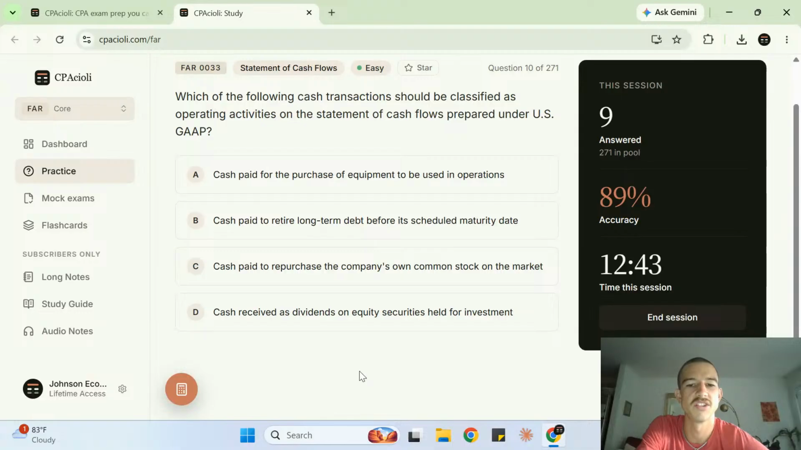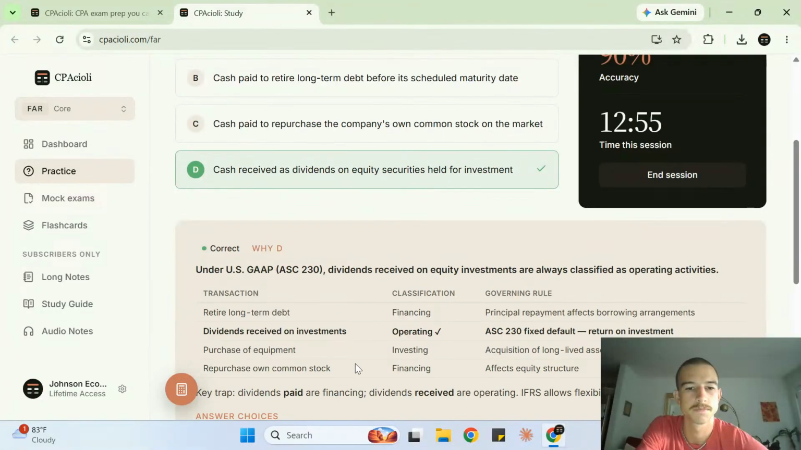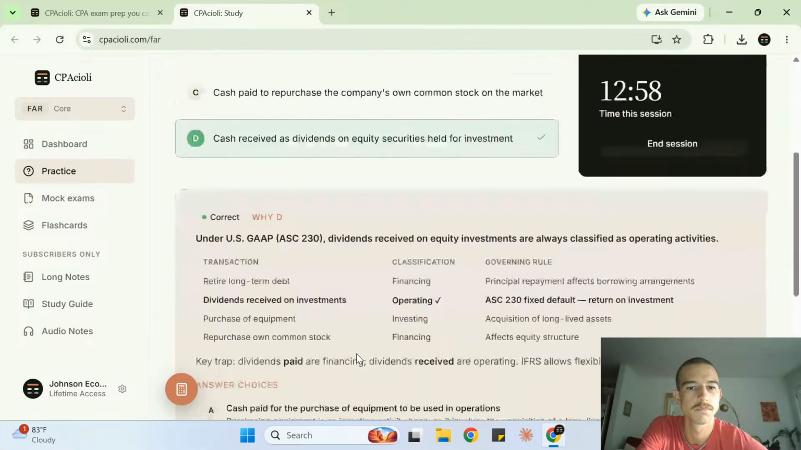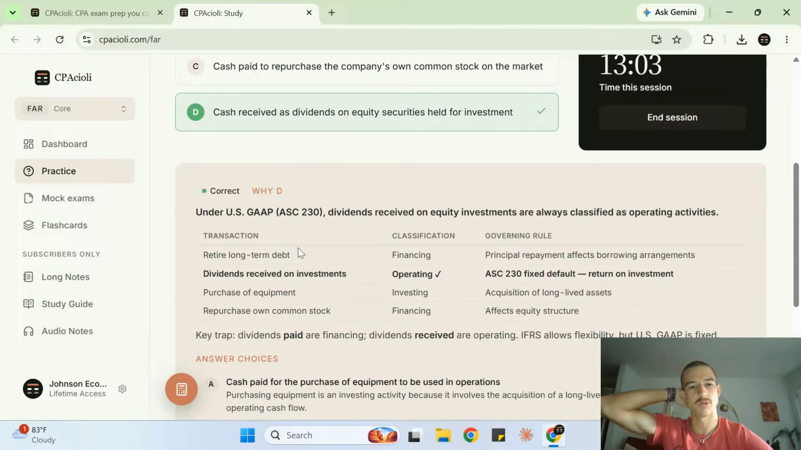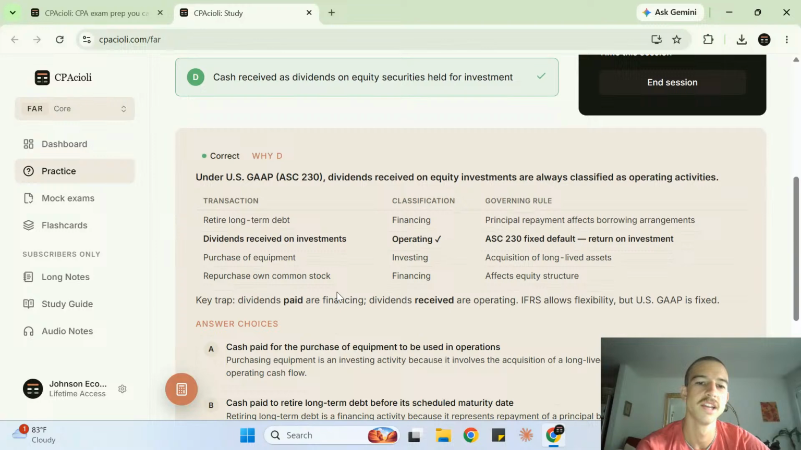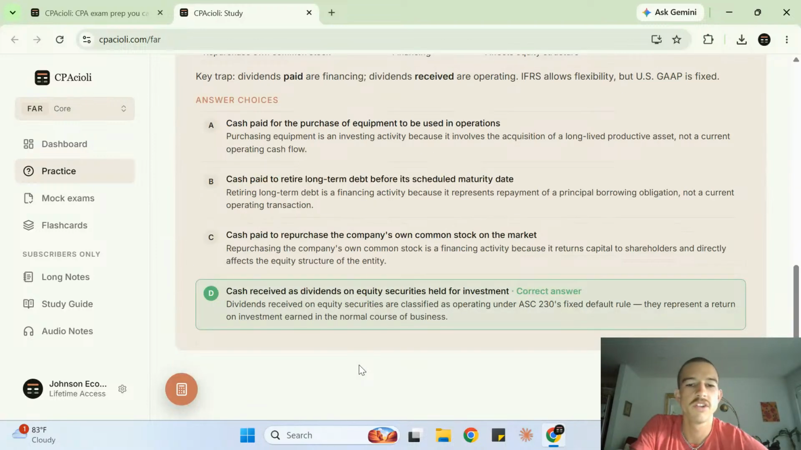Cash received as dividends on equity securities held for investment should be operating. So purchase of equipment is investing, and repurchase of own common stock and retirement of long-term debt are financing. Dividends received on investment is operating. Dividends received on equity securities are classified as operating. They represent a return on investment earned in the normal course of business.